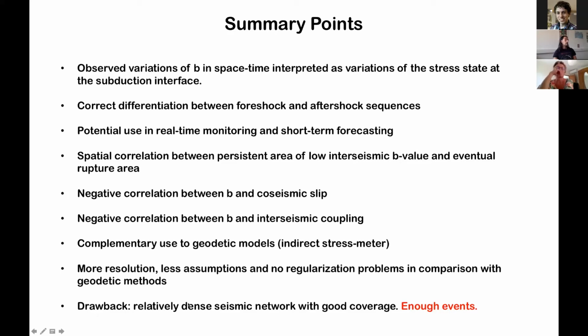The drawback is that you need a relatively dense seismic network with good coverage. Although for this particular case, we don't have any offshore stations, we only have inland stations, and it's dense, but not an incredibly dense network. So it's not something extraordinary. But the main thing is that, of course, you need enough events. So either you have an area like Northern Chile that has quite a lot of seismicity, or you need a very dense network to capture the low end of the seismicity spectrum.